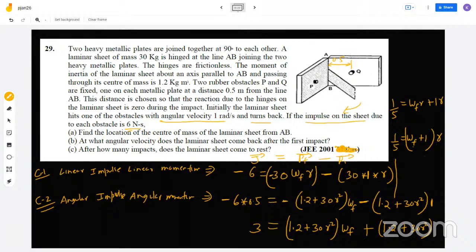Omega f and r, how will you? Oh, in both of these, this will be common, right? Yes, omega f plus 1 will be common. So what equation will we get from here? 3.3 is equal to 1.2 plus 40 r square into omega f plus 1. Now what will you write in place of omega f plus 1? 1 by 5r. So 1.2 plus 30 r square, and this will come to 1 by 5r.